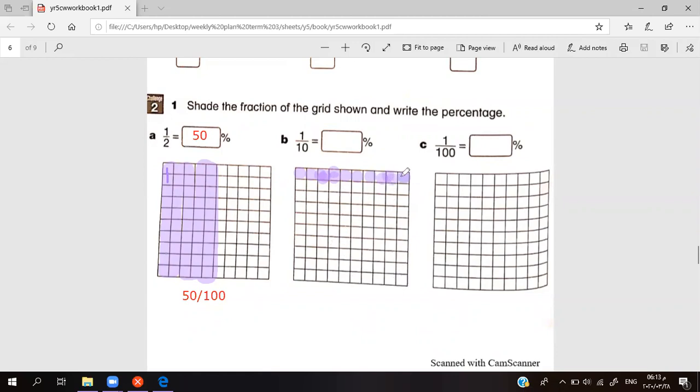So now I colored a row. How many out of 100 is this row? This row is 10 out of 100. So what is the percentage here? 10. Pause me please and do number C quickly. When you finish, unpause me.